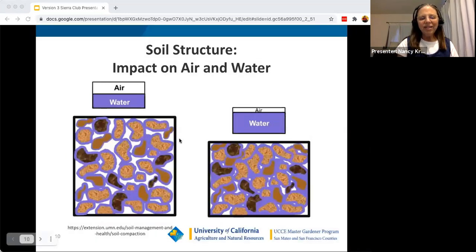So let's look at this diagram on the left. All of the dark and light brown shapes are representing aggregates. The white spaces show air, and the purple shows water clinging or adhering to aggregates and being held in some pore spaces. This shows a soil that is well aggregated or has good structure, where air and water easily flow through while some water is held for later use.